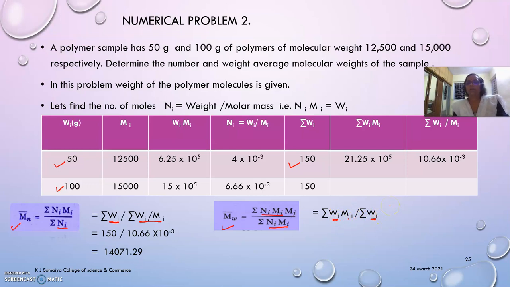We have already completed this. Summation Wi Mi is 21.25 into 10 raised to 5 and summation Wi is 150. So we will substitute that: 21.25 into 10 raised to 5 upon 150. The answer is 14,166.66. So again we observe that Mw bar, the weight average molecular weight, is larger than the number average molecular weight for the same polymer sample.